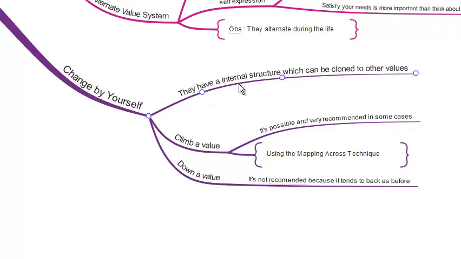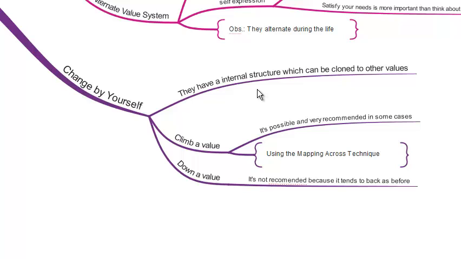Your values have an internal structure which can be cloned to other values. That structure is nothing more, nothing less than submodality. How you see, what you see when you think about a thing that's important to you. What image shows up in your mind? What sound is there? Or what do you feel? What part of a feeling? Of course, it has many specific choices in each of those representational systems.